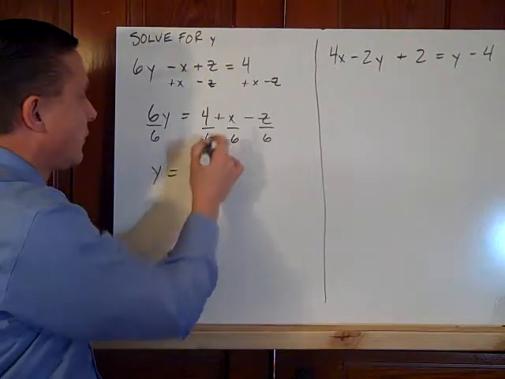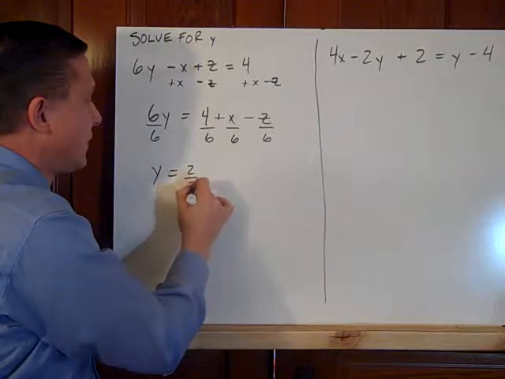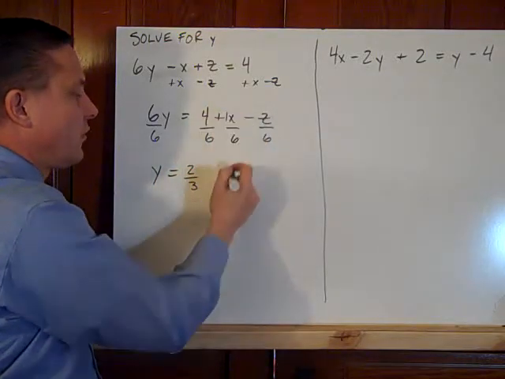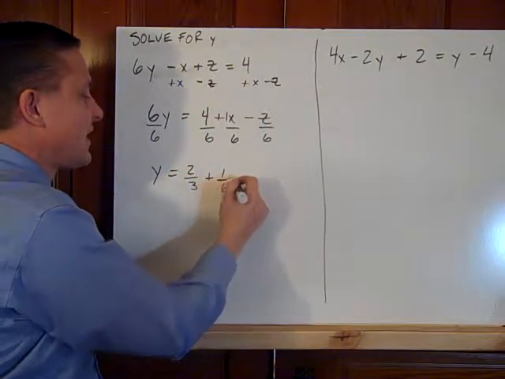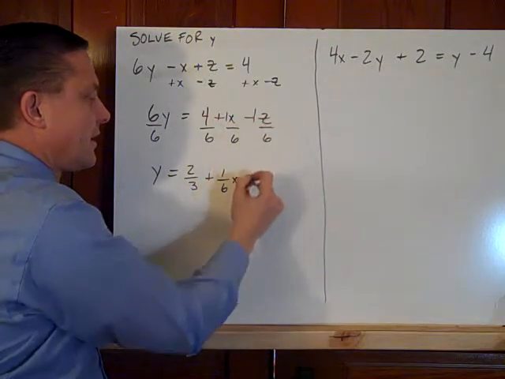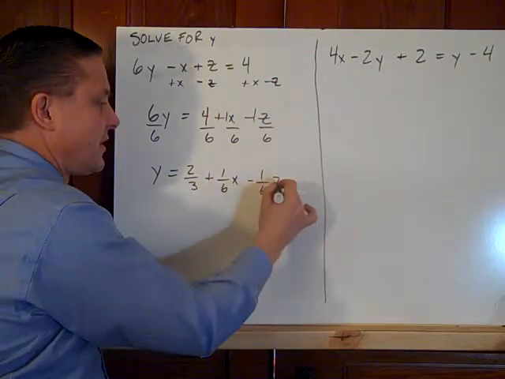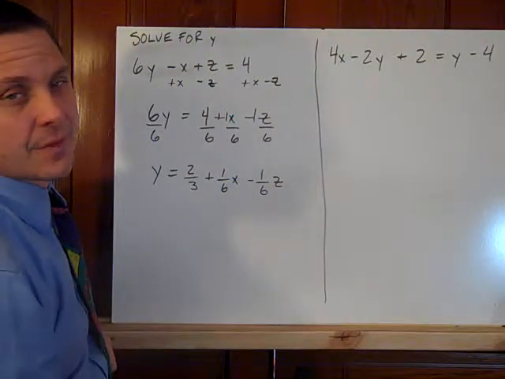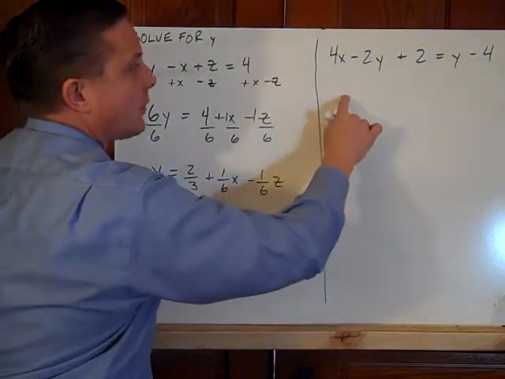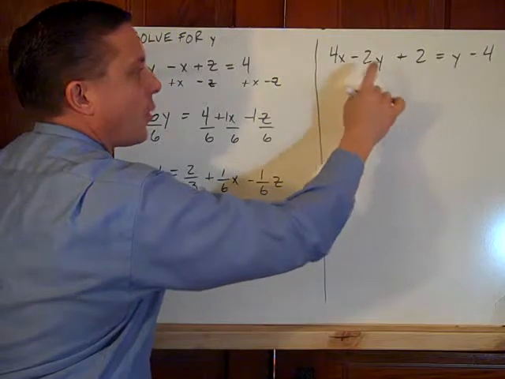And I get y equals, 4 divided by 6 is 2/3, plus, we know there's a 1 here, so I'm going to write this as 1/6 x. And again, I'm going to write this as minus 1/6 z. Takes practice. On the other side, I have to do some work here.